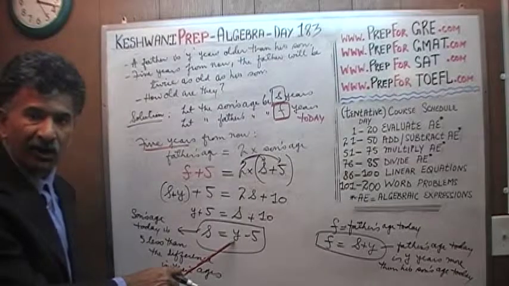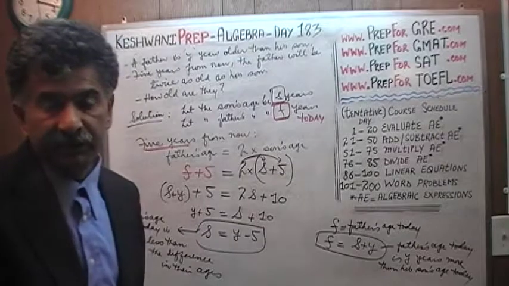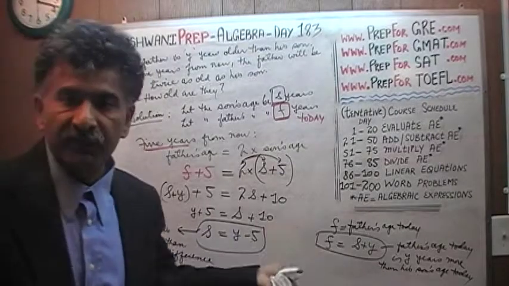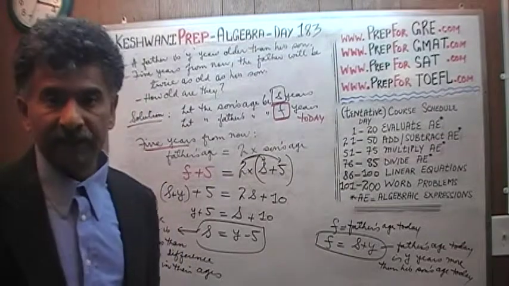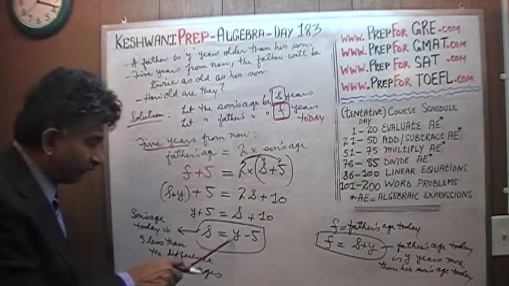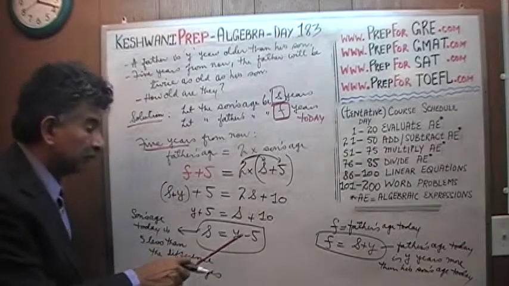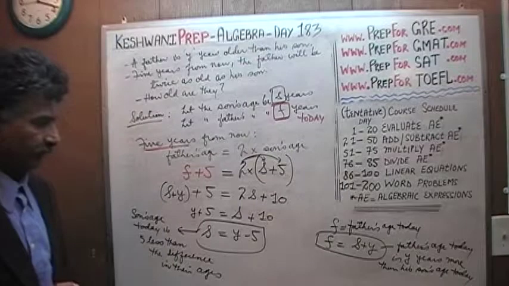If father is y years older than son, and if father is 45 and the son is 30, the difference is 15. Father is 15 years older than son. The y is 15 in that scenario. So it turns out that the son's age is whatever the difference is in their ages, minus a 5. That's what that equation says.